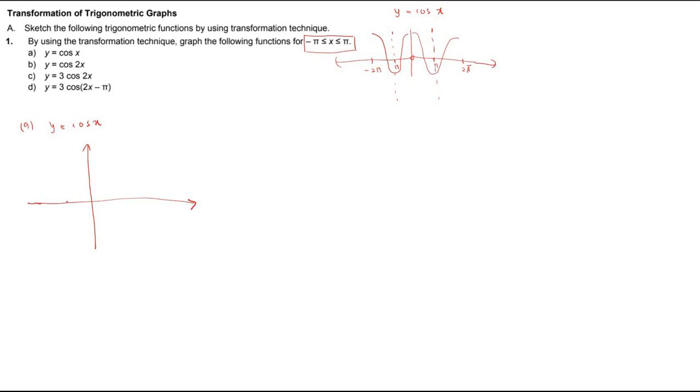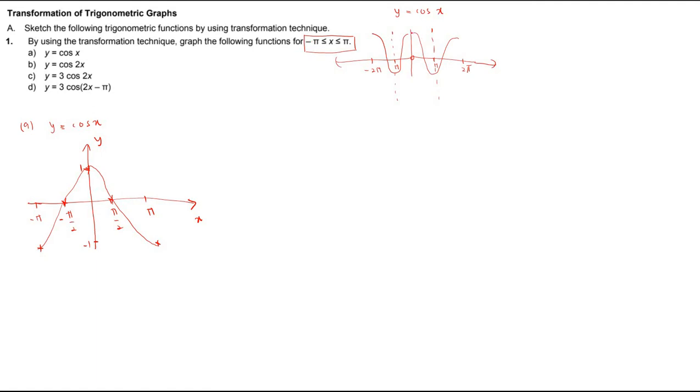Pi over 2, negative pi over 2, negative pi, pi over 2, pi, and the amplitude is 1, negative 1. So plot. And extend. This is the graph for y equal cos x from negative pi until pi.